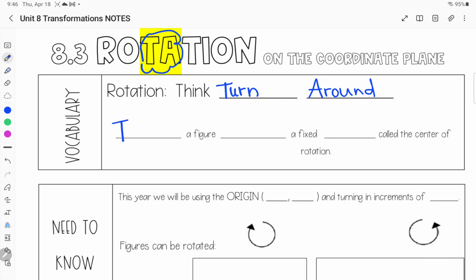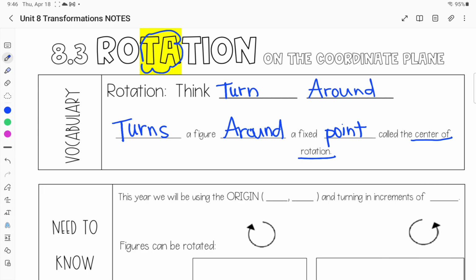So what this does is it turns a figure around a fixed point. Our fixed point in the solar system is the sun, and that's called our center of rotation. So the sun is at the center of all of the rotation.